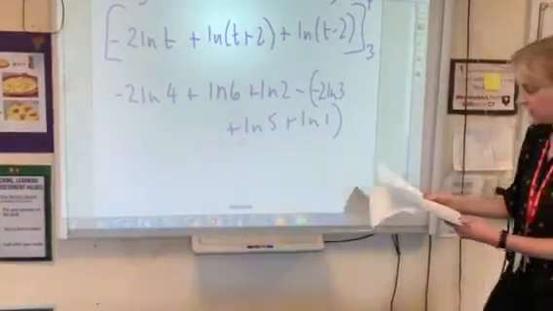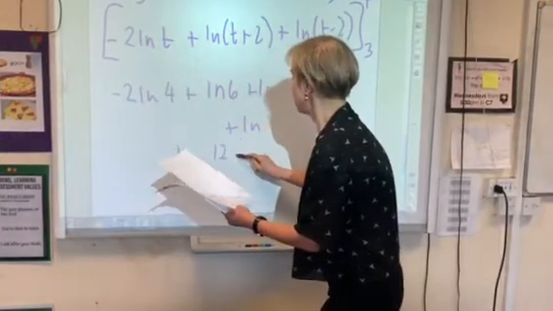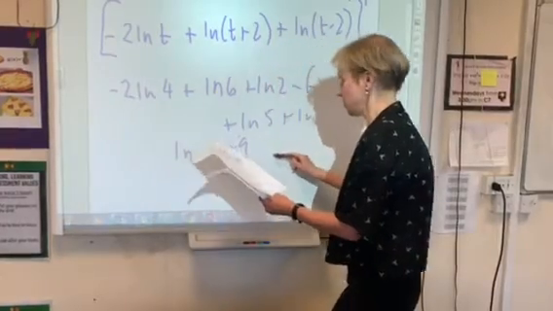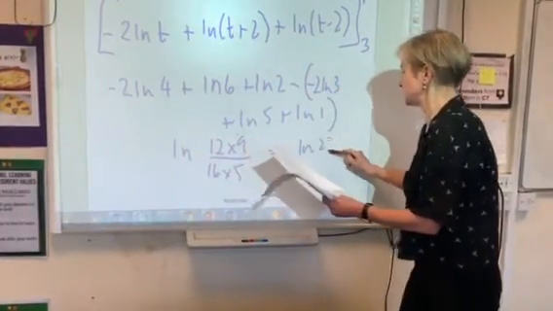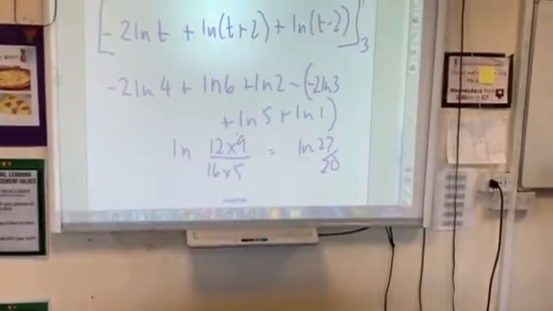Again, show plenty of detailed reasoning. We're going to end up with ln 12 times 9 all over 16 times 5, which is going to be ln 27 over 20.